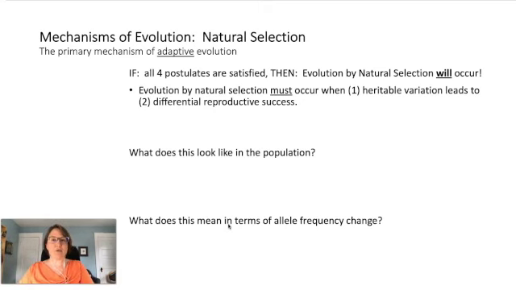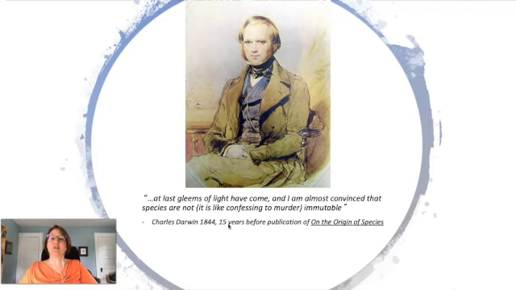So I want to leave you with this quote from Darwin, which he wrote to a friend 15 years before he published his description of this theory of evolution by natural selection. He wrote, "At last, gleams of light have come, and I am almost convinced that species are not immutable." And then in parentheses, he says, "It's like confessing to murder." And this is because he knows that this idea is going to shake up the scientific world, and it did. And we'll talk about that later too.